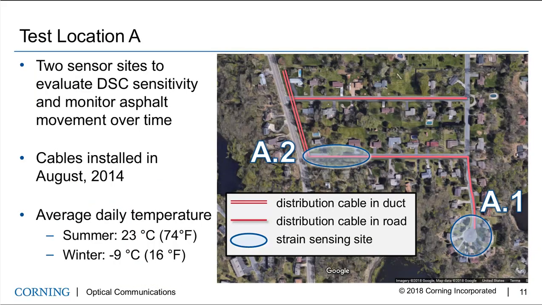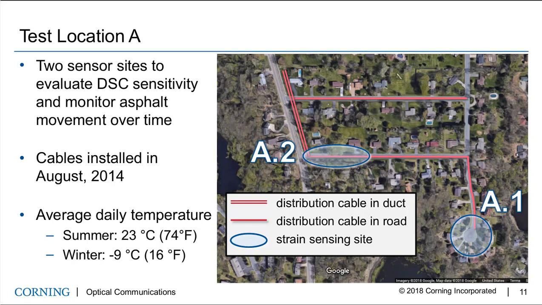For testing, let's first look at neighborhood A. In this neighborhood, 2 test sites were chosen. Here you see a map of the neighborhood along with the path of the distribution cables. The distribution cables were split into sections inside a duct along the main road, and then branched off from that where the distribution cables were trenched into the road itself as single lines. The sensor locations are shown as A1 and A2. A1 was at a cul-de-sac, and A2 was along the distribution cable itself.